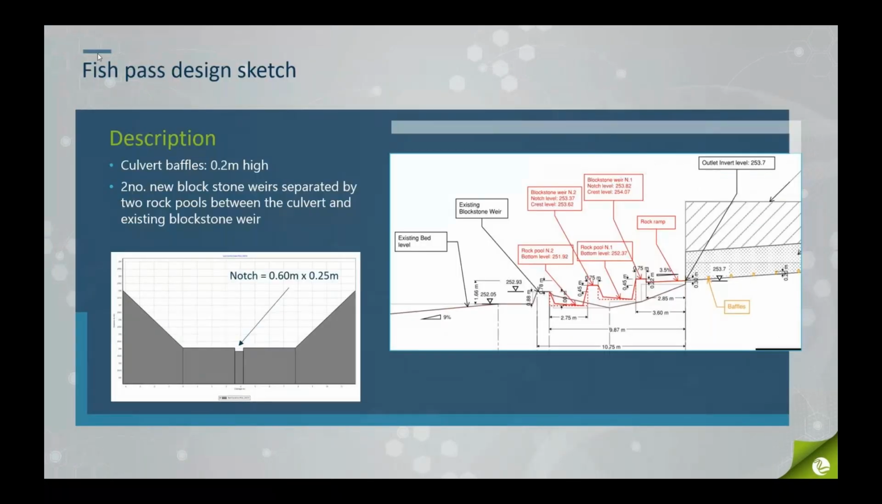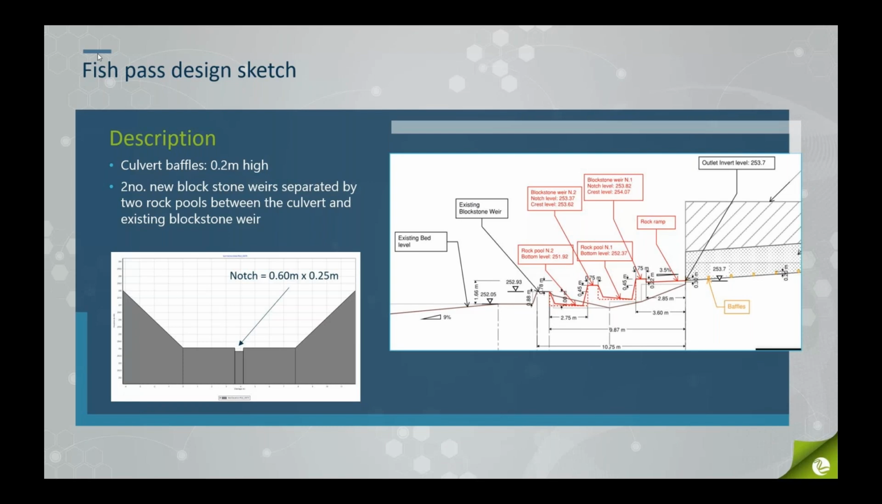So my colleagues, who completely understand the fish pass manual, came up with a design which is shown on the right-hand side. The idea was to basically create a couple of pools to get rid of that ramp downstream of the culvert. This is formed by creating a couple of new weirs, each with a small notch in, about 600 mil wide and 250 mil high.